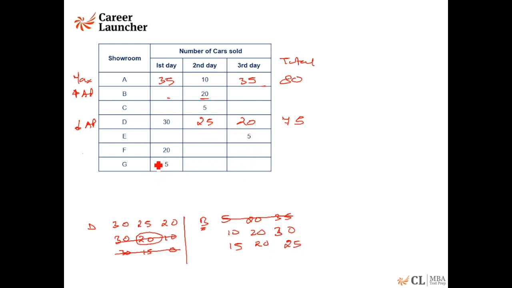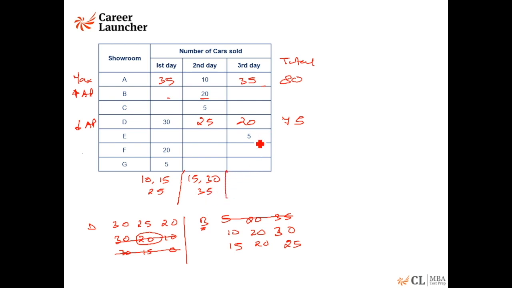Okay, so what are the numbers which are left? Let's see. The numbers which are left on day 1: we have already got 5, 20, 30 and 35. So 10, 15 and 25 are the 3 numbers which are left. What are the numbers left on day 2? 5 is gone, 10 is gone. So we have 15, we have 20 here, 25 here, 30 and 35.